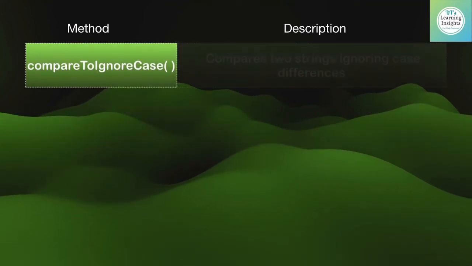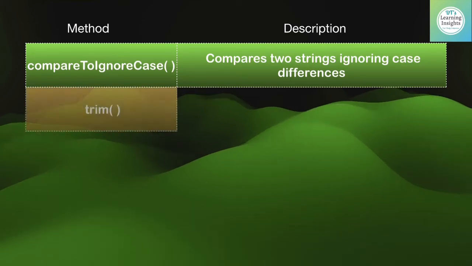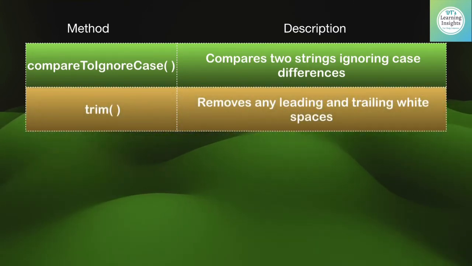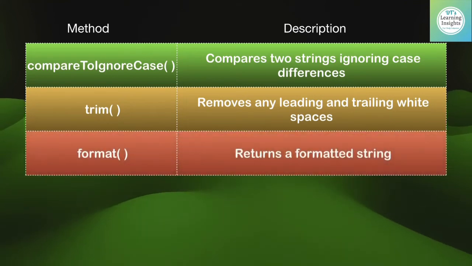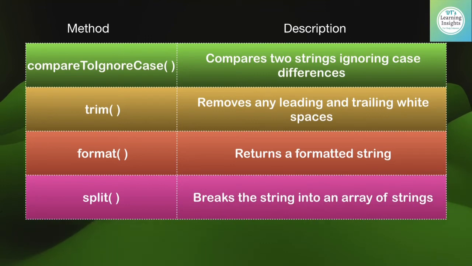Compare to ignore case. Compares two strings ignoring the case differences. Trim. Removes any leading and trailing white spaces. Format. Returns a formatted string. Split. Breaks the string into an array of strings.